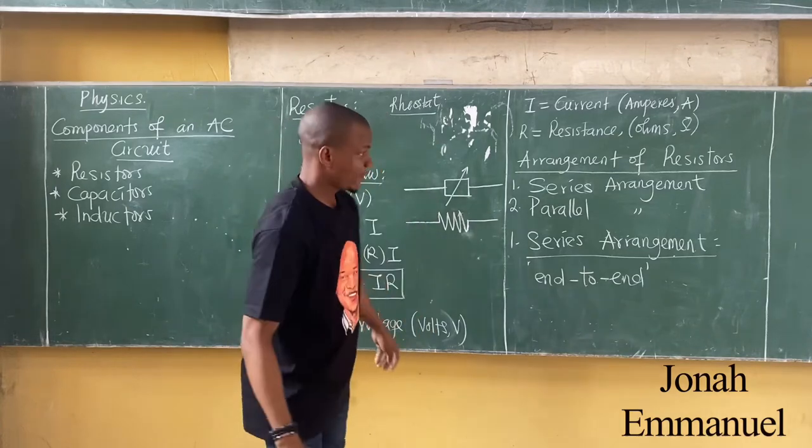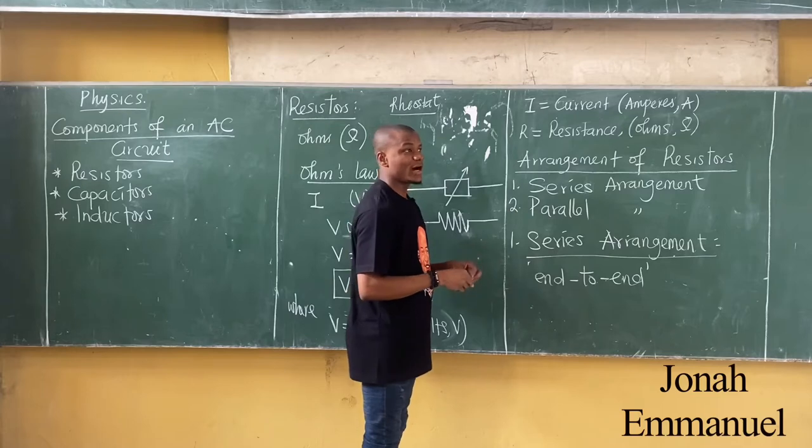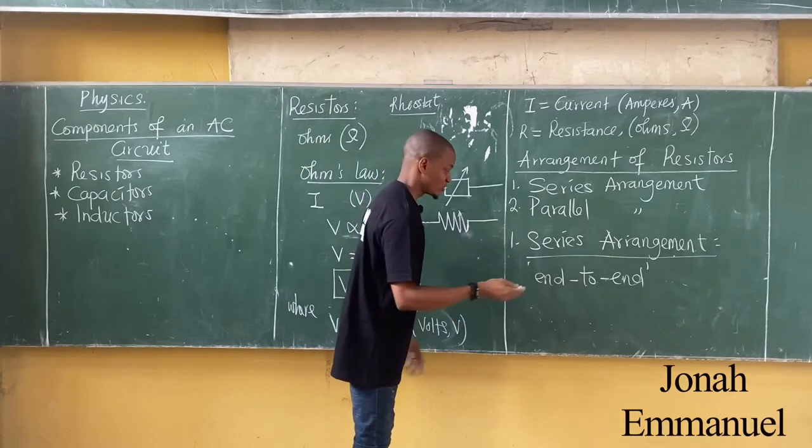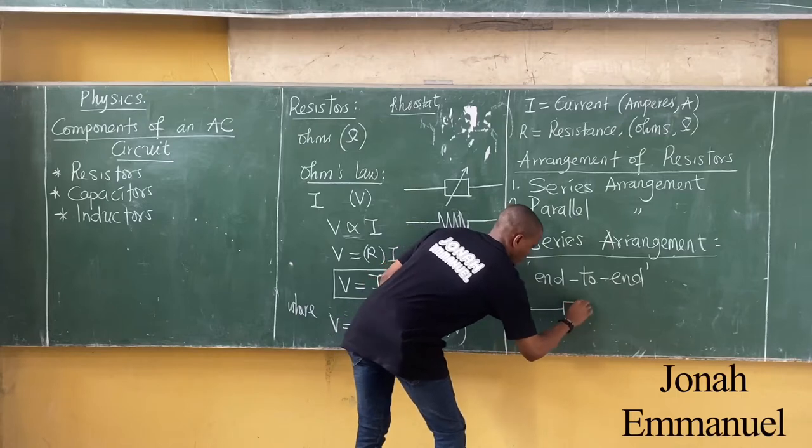By the way, we're looking at the series arrangement of resistors. We said it's the end-to-end arrangement of resistors as shown below. So here's what your diagram looks like, this way.